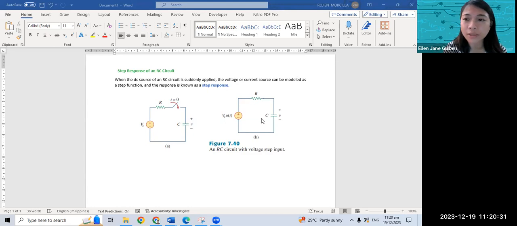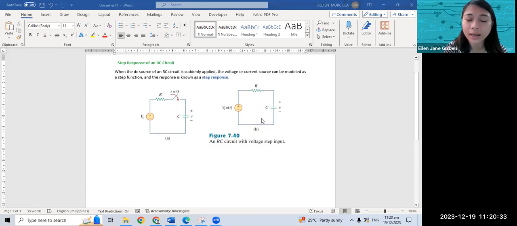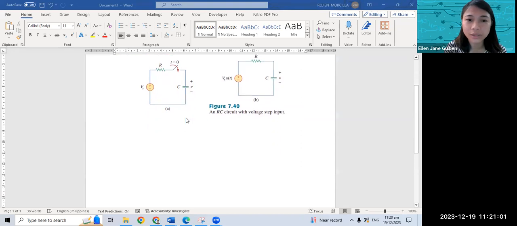Okay, so first we have this type of circuit where we have our voltage supply and the resistor and one capacitor. So this is the model of our RC circuit in its very basic form. One capacitor, one resistor, and one voltage source. So how do we solve this kind of circuit? First, what we can do is that we will use KVL.